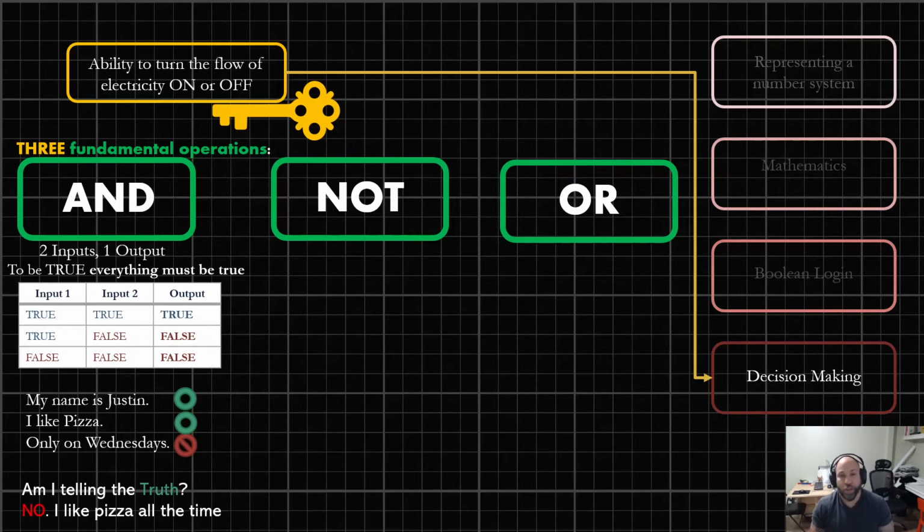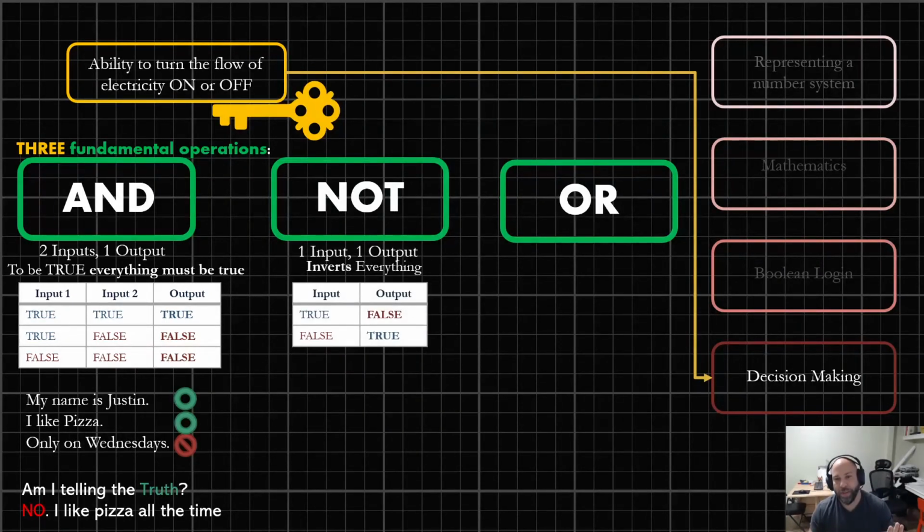Am I telling the truth with those three statements? No. My name is Justin. Yes. I do like pizza. Very true. Only on Wednesdays. That is absolutely false. I will eat pizza in a box. I will eat pizza with a fox. I will eat pizza any day of the week. So, therefore, by the standard of the AND operation, my statements logically are false.